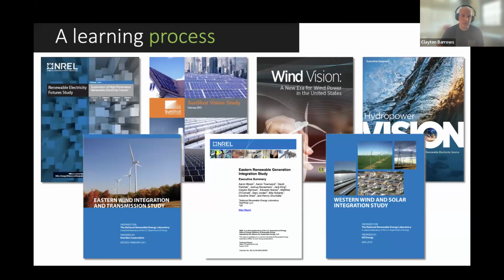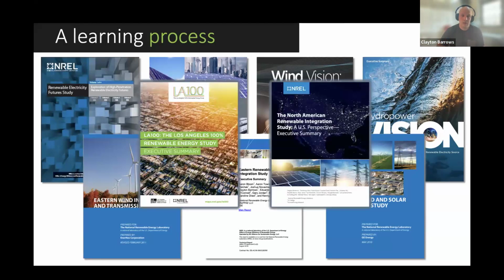But with more recent studies like Renewable Energy Futures or Renewable Electricity Futures, LA 100, the North American Renewable Integration Study, and the ongoing National Transmission Planning Study, we're learning that the grid changes required to accommodate higher shares of renewable energy and maintain reliability are more transformational. And we need new tools to be able to understand how those grid changes will occur and how to manage them properly.